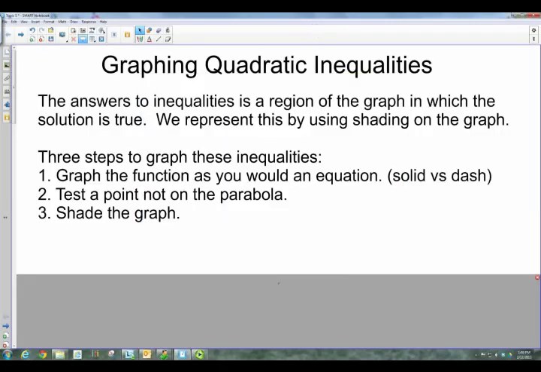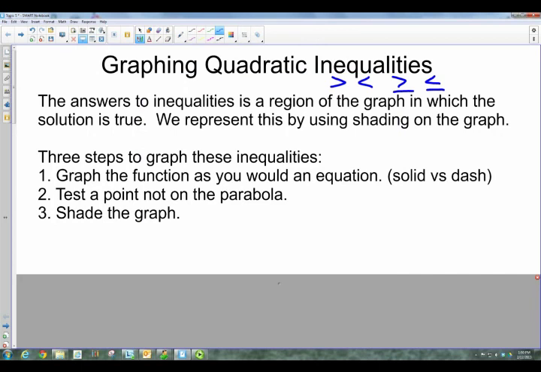Okay, today's topic is graphing quadratic inequalities. When we deal with quadratic inequalities, inequalities are the symbols greater than, less than, greater than or equal to, less than or equal to. So those are what we're going to be looking at in this section.